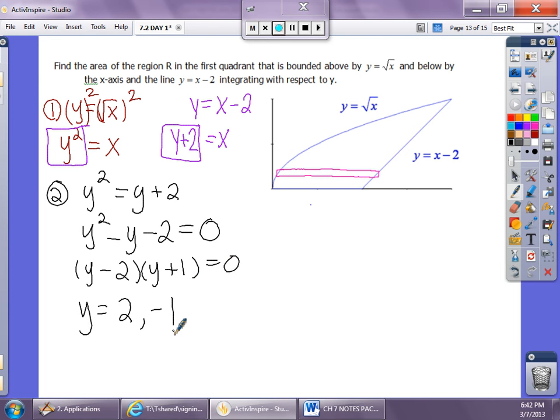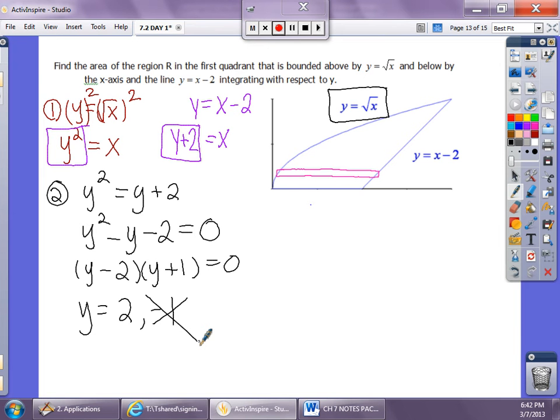Well, negative 1 won't make sense because if you're talking about root of x, the root of x is always going to give you a positive value. That's one of the reasons. Second reason, the graph is only in the first quadrant, so no negative y values can make sense.